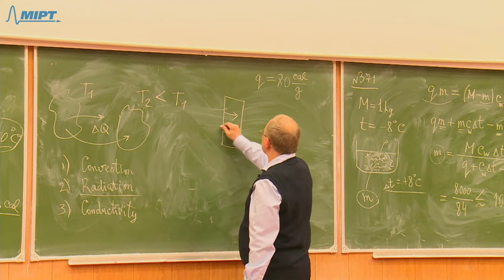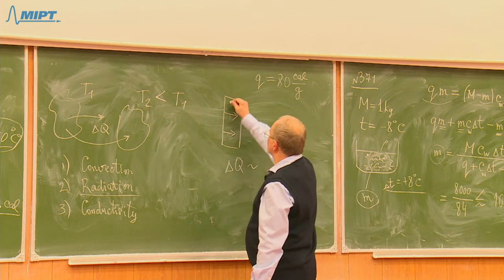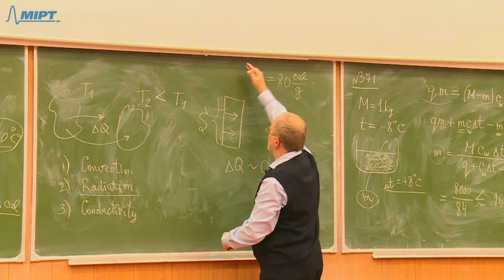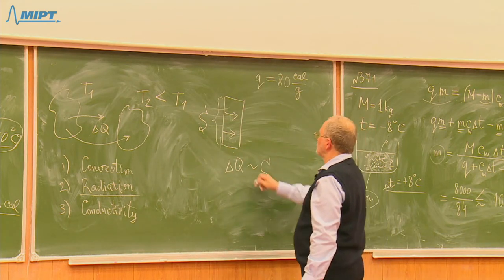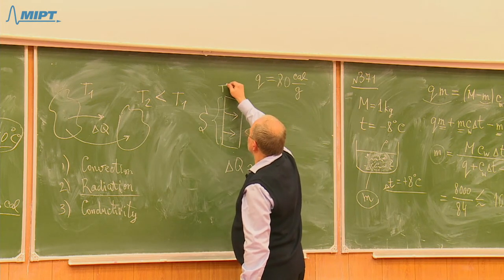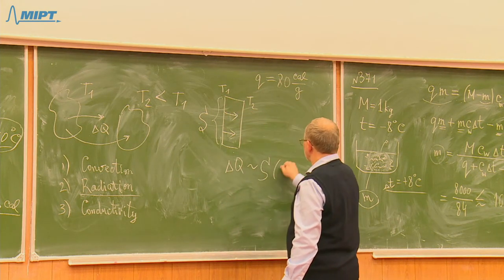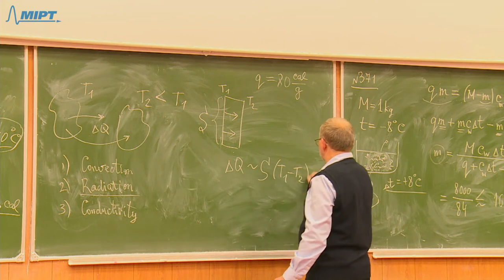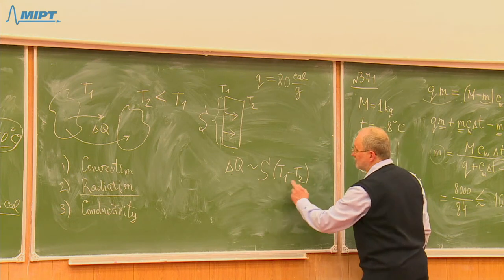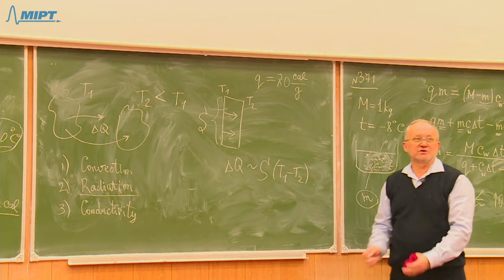The amount of heat transferred in unit time will be proportional to the area, because the larger the area, the larger the heat flow. And also it will be proportional to the temperature difference, temperature 1 minus temperature 2. If temperature 1 is larger than temperature 2, there is a temperature difference. If temperatures are the same here and here, then there will be no heat transferred at all. The heat transferred will be zero.